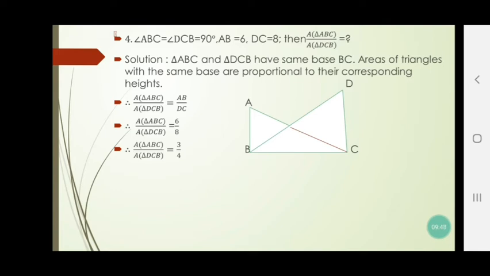Okay. So here length of AB is given to us as 6 centimeter and length of DC is given to us as 8 centimeter. So area of triangle ABC upon area of triangle DBC is equal to 6 by 8. Now 6 by 8 have a common factor, so we have to reduce it to the lowest term. So area of triangle ABC upon area of triangle DCB is equal to 3:4.